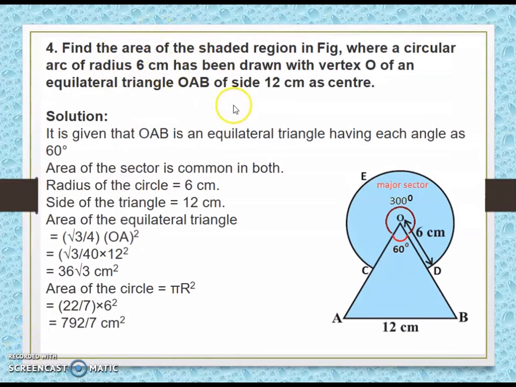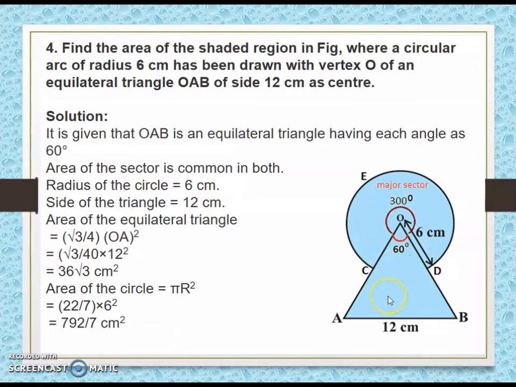So fourth one, you have to find the area of this shaded region, that is the entire region, where a circular arc of radius 6 centimeter has been drawn with vertex O of an equilateral triangle OAB of side 12 centimeter as the center. So here there's an equilateral triangle given with side 12 centimeter with one of its vertices as the center. One arc has been drawn with radius 6 centimeter. You have to find the area of this entire region.